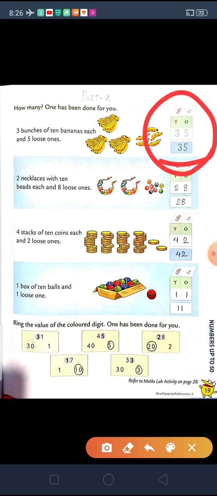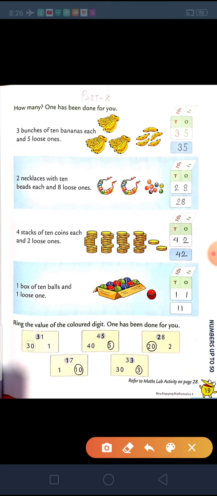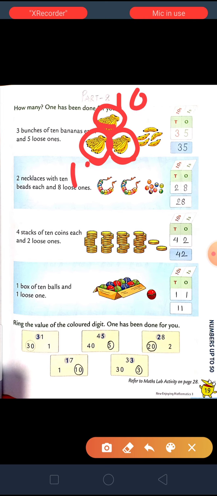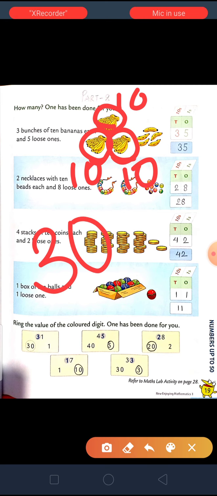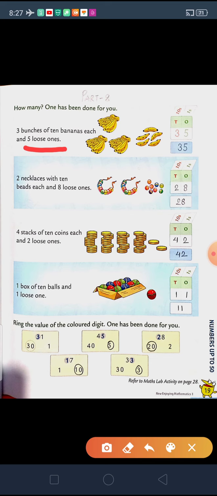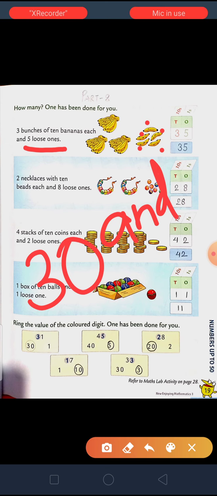So first read the heading. How many? One has been done for you. Now as you can see what they have written, 3 bunches of 10 bananas each and 5 loose ones. 3 bunches of 10 bananas means 1, 2, 3. 3 bunches are there and each bunch there is 10, 10, 10 bananas. That means it is total 30 bananas. And next they have told that 5 loose ones. So 1, 2, 3, 4, 5. So 5 are loose, so 30 and 5 loose.